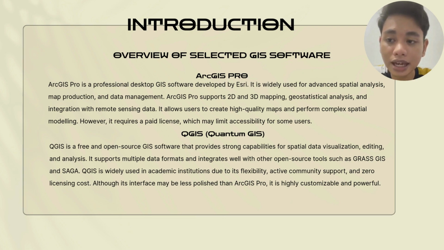QGIS, Quantum GIS. QGIS is a free and open source GIS software that provides strong capabilities for spatial data visualization, editing, and analysis. It supports multiple data formats and integrates well with other open source tools such as GRASS GIS and SAGA. QGIS is widely used in academic institutions due to its flexibility, active community support, and zero license costs, although its interface may be less polished than ArcGIS Pro. It is highly customizable and powerful.